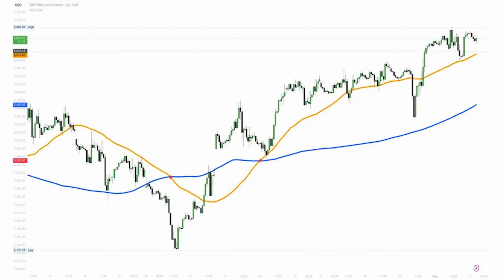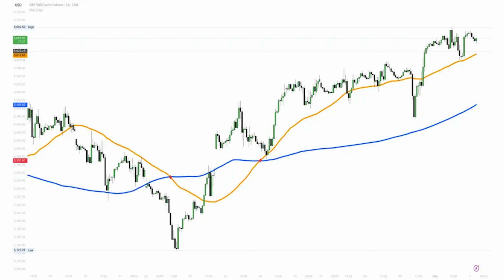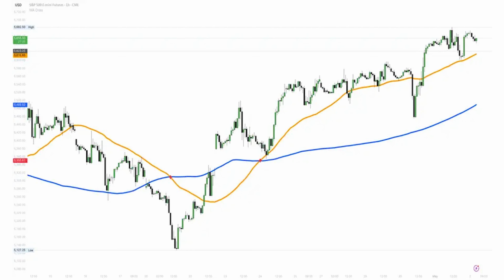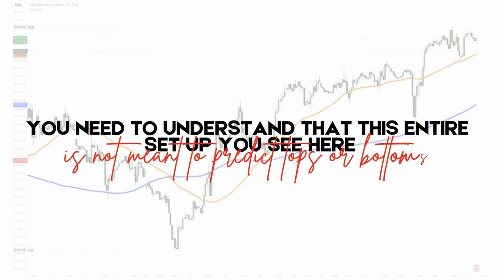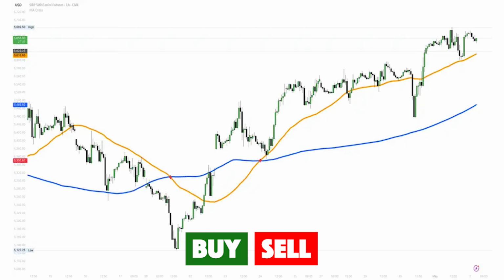The 20-period moving average reacts to recent price movement. It moves quickly and shows you what's happening right now. The 60-period moves slower and gives you the bigger picture of the overall trend. When these two interact, you get a clean view of momentum shifting from one direction to another. You need to understand that this entire setup you see here is not meant to predict tops or bottoms. It only tells you when a price has already started moving in a particular direction, so you can take a buy or sell position.